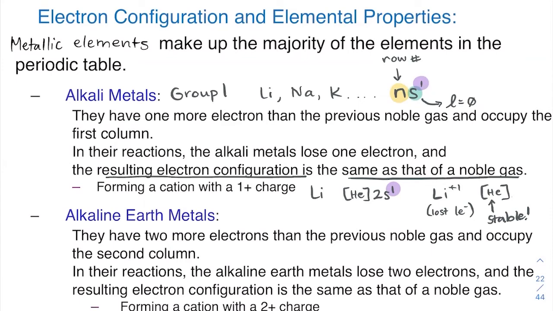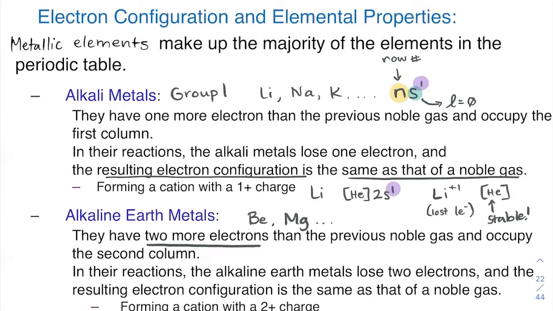The alkaline earth metals, which we saw previously, have two electrons more than the previous noble gas. These were things like beryllium and magnesium, etc., going all down that list. They tend to form +2 cations.